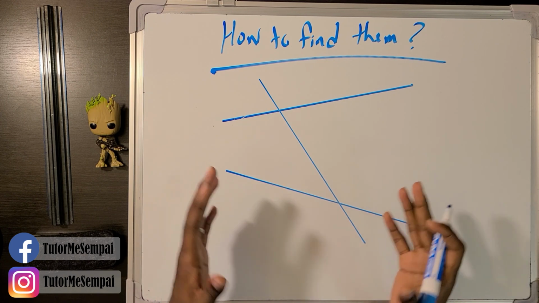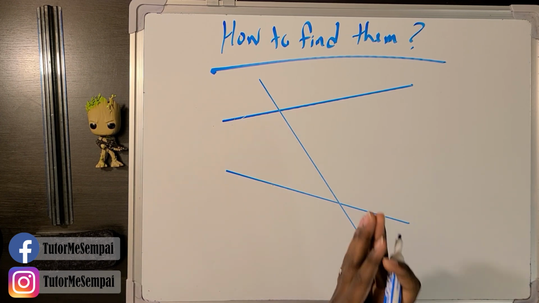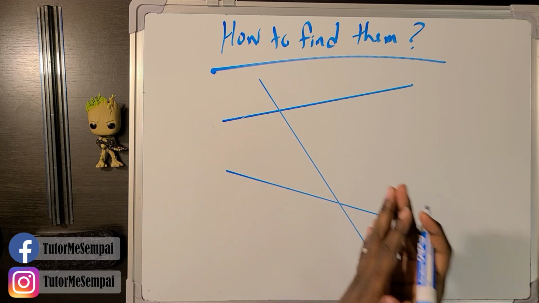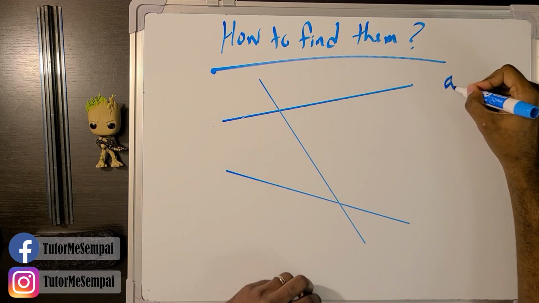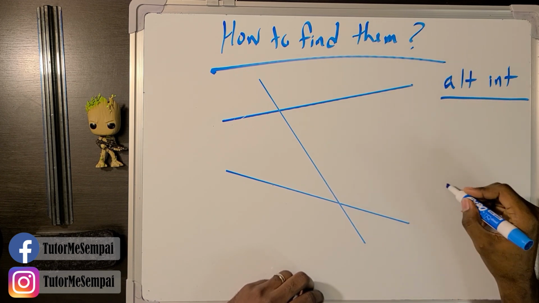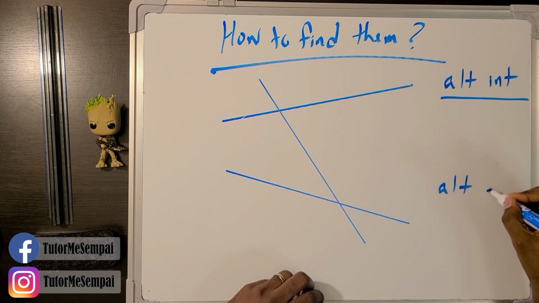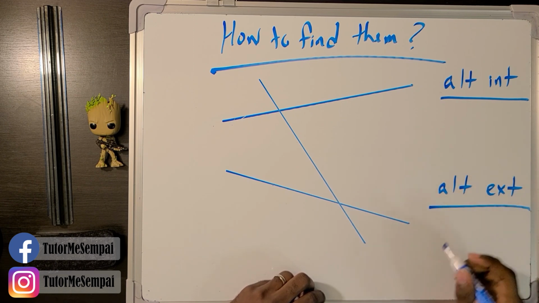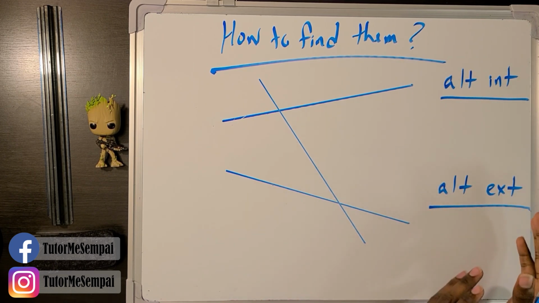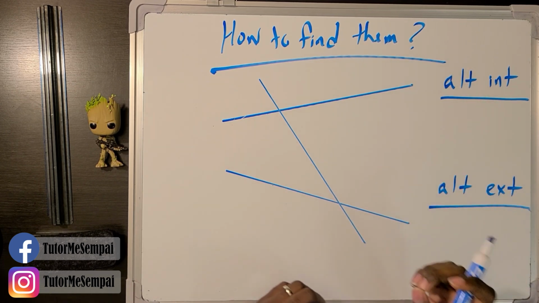Now your alternate angles are going to be broken down into 2 different types. You're going to have your alternate interior angles, and you're also going to have your alternate exterior angles. I'm going to abbreviate it as alt-int for short and alt-ext for short. So alternate interior and alternate exterior. We're going to find the pairs that are going to be either one of these two. But first, let's start with alternate interior angles.